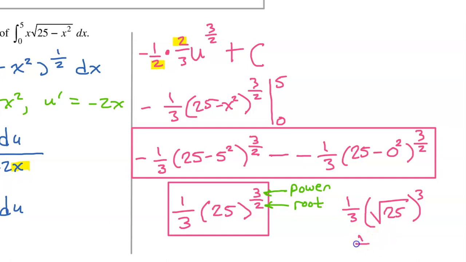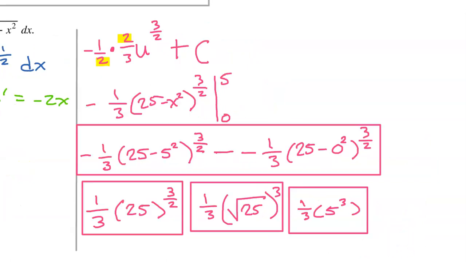So I have 1/3 times 5 to the third power. 5 to the third power is 125, so I could also write this as 125 over 3. This is the most simplified version of the answer, and this is probably what you would see as a choice on a multiple choice question.